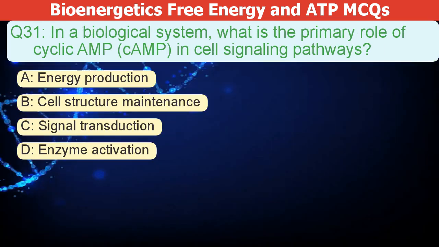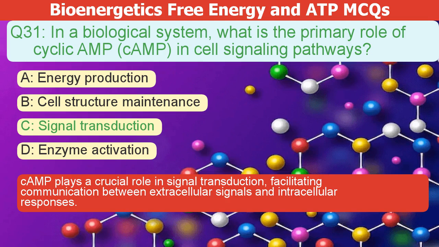In a biological system, what's the primary role of cyclic AMP or cAMP in cell signaling pathways? A. Energy production. B. Cell structure maintenance. C. Signal transduction. D. Enzyme activation. The correct answer is C. cAMP plays a crucial role in signal transduction, facilitating communication between extracellular signals and intracellular responses.